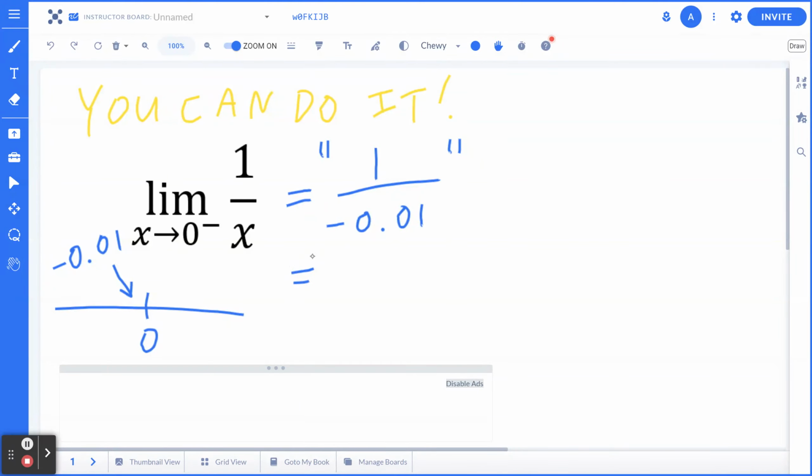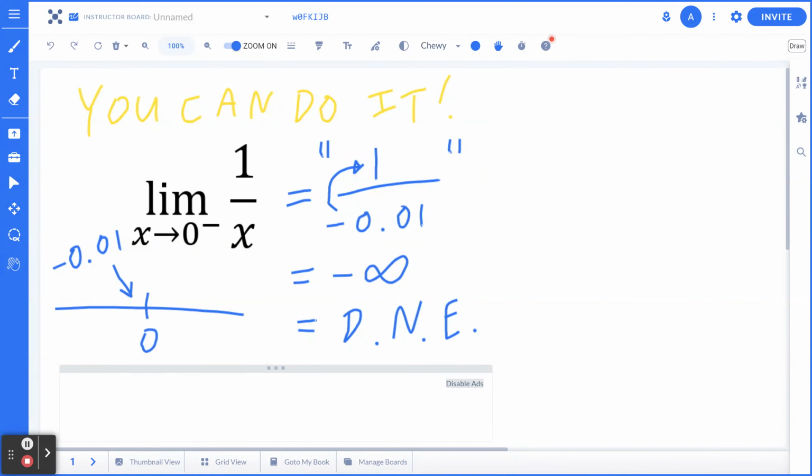Now, what does that really mean? In the world of limits, negative 0.01 is virtually going to be 0, right? And the negative sign, I'm going to bring this to the top. So think about this in terms of negative 1, like a negative number divided by 0, which means in the world of limits, this is approaching negative infinity. And of course, you can also write down DNE, which means does not exist.